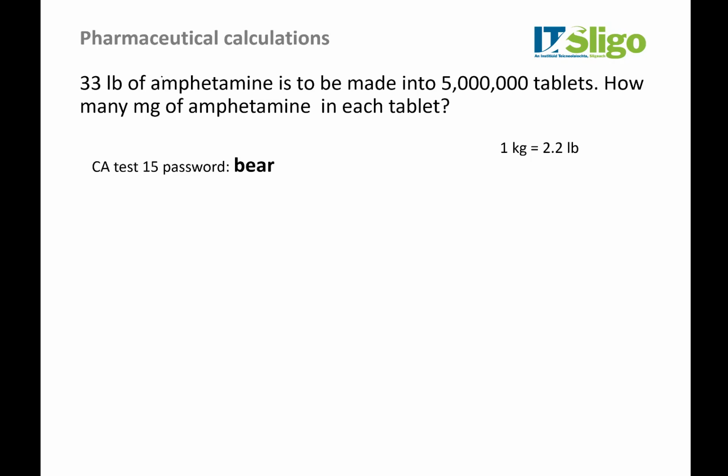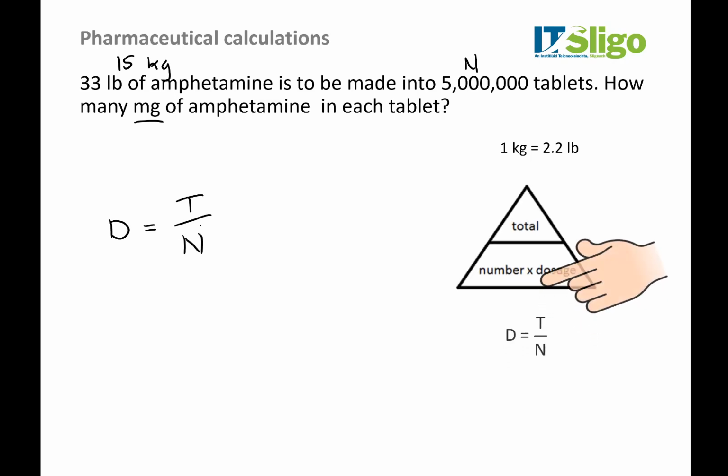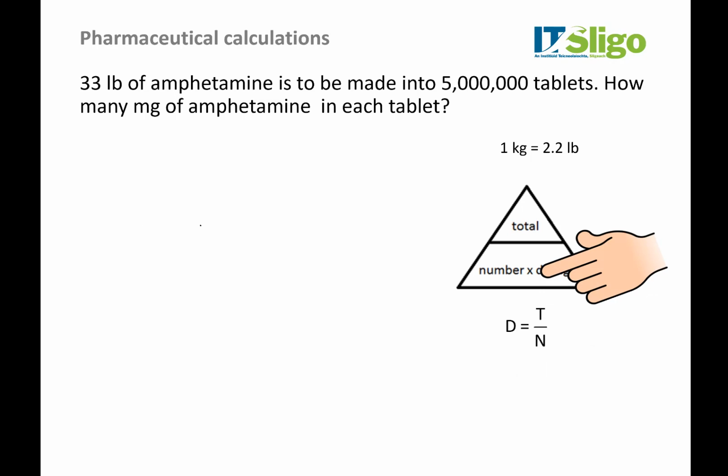We need to get our triangle. We have our total, 15 kilograms. We have our number. And we're looking for the dosage. Dosage is total over number. The total is 15 kilograms.